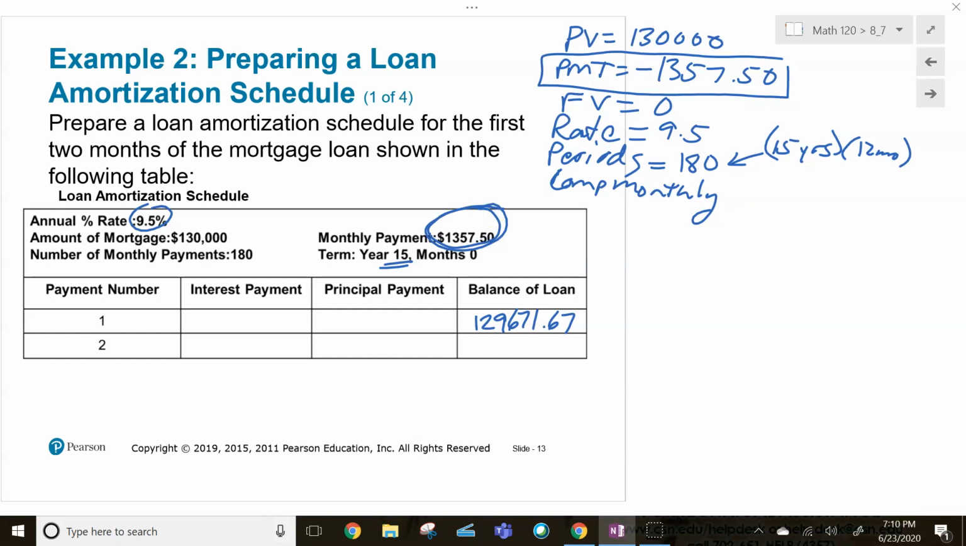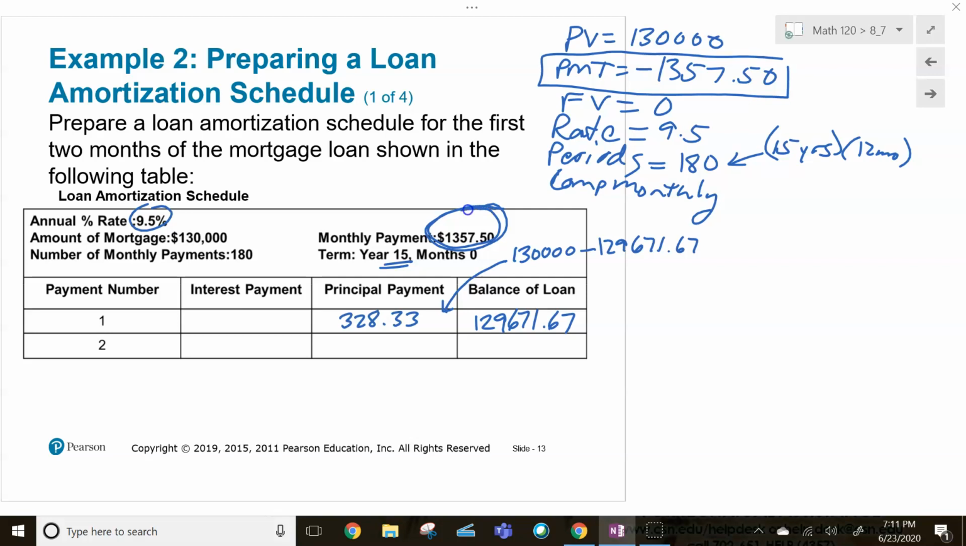So to get the amount that went towards the principal, I'm going to say, well, how much did the loan go down by? I started with a loan of $130,000, and I'm going to subtract what it's at now after making one payment, 129,671.67. And that's what went towards the principal. So my loan went down $328.33. Okay.